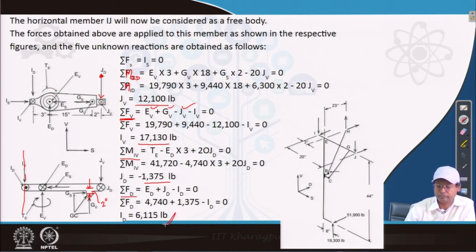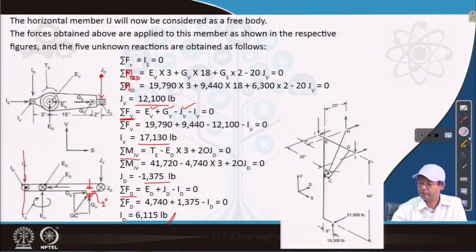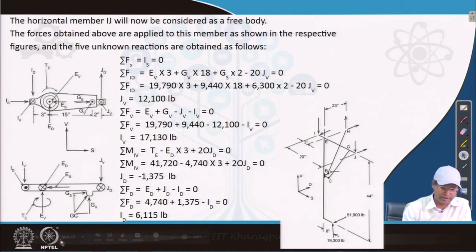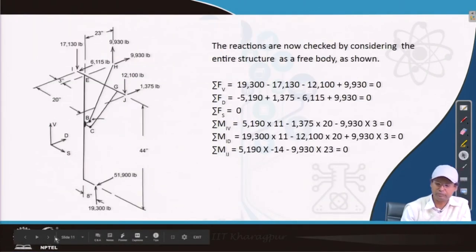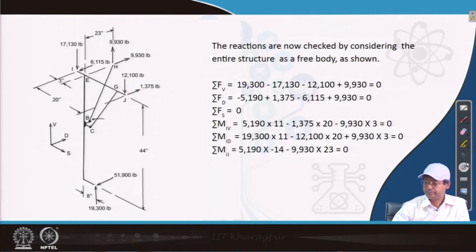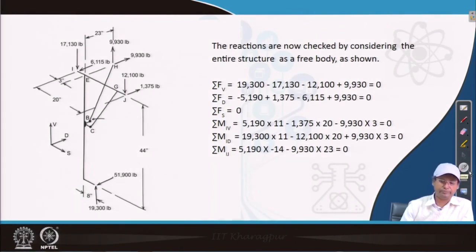Similarly, if we consider the summation of forces in the drag direction, that gives us the value of ID. So with these considerations, all the unknowns in the landing gear are solved, and even the forces in the torque links are solved. And we can have a check, which we need to do in our next slide. It may be considered as homework.